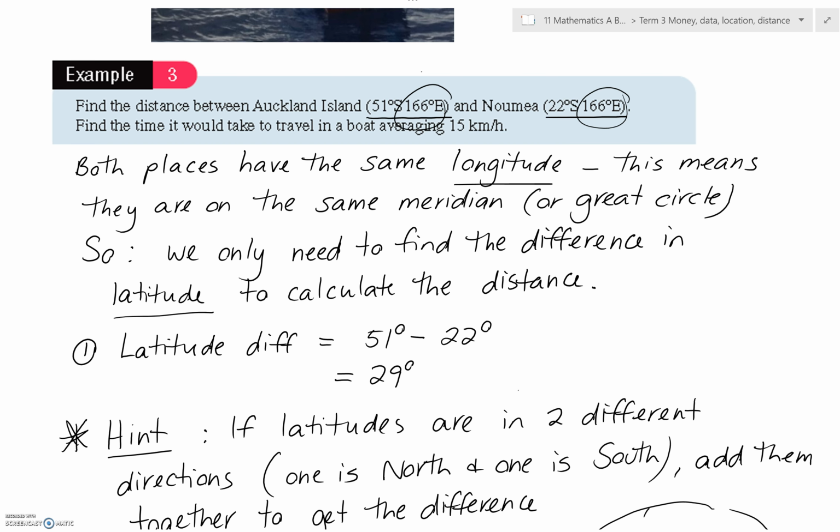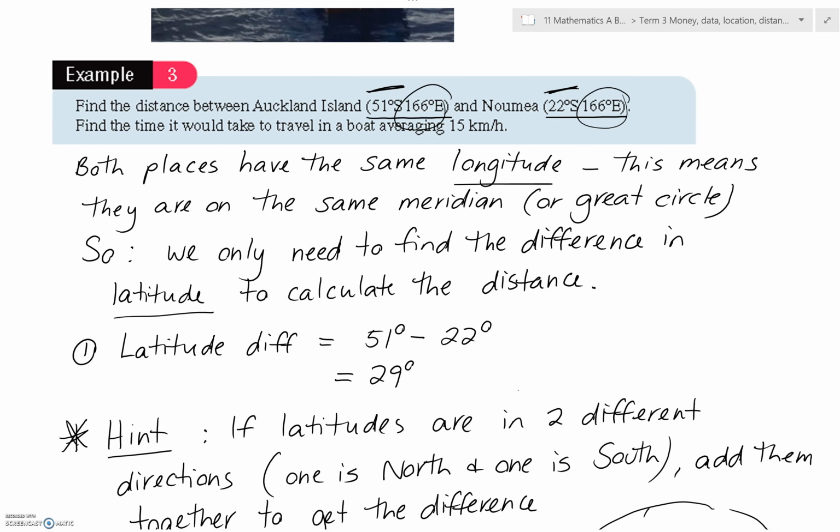So because that's the case, we only need to find the difference in latitude to find the distance and use the information we were given, those little formulas. So step number 1, calculate that difference in latitude. It's literally whatever the latitude amount is taken away from the other one. So 51 degrees minus 22 degrees. So that's 29. 29 degrees is the difference in the latitudes.